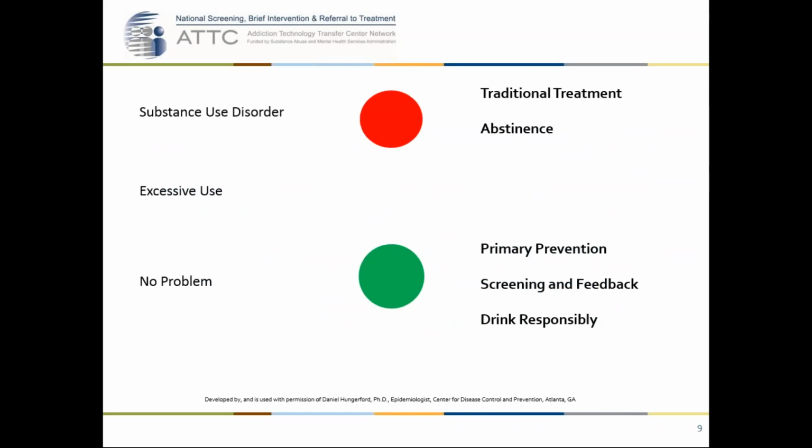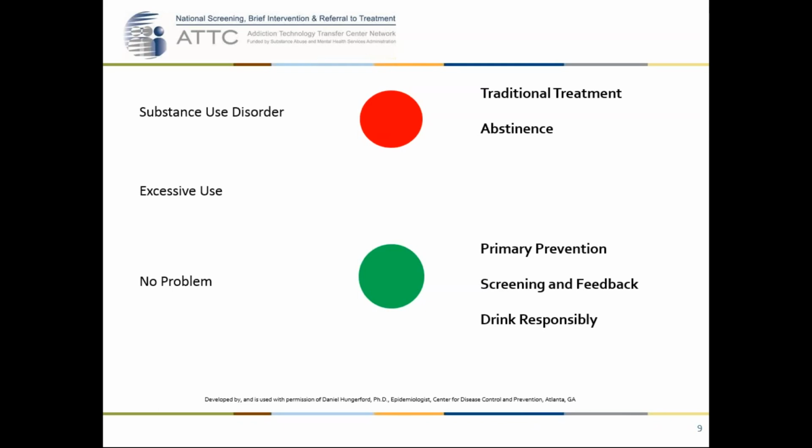So here's another way of looking at how we are now evolving and moving to more accepted ways of approaching substance use issues. So again, we still keep the red light and the green light in there, and there can be no problem, and there could be a substance use disorder. But the interesting thing you'll see here that's new is for the green light, we have primary prevention and drinking responsibly, but also screening and feedback. In an SBIRT model, we do apply screening and feedback even at the lowest levels of risk.